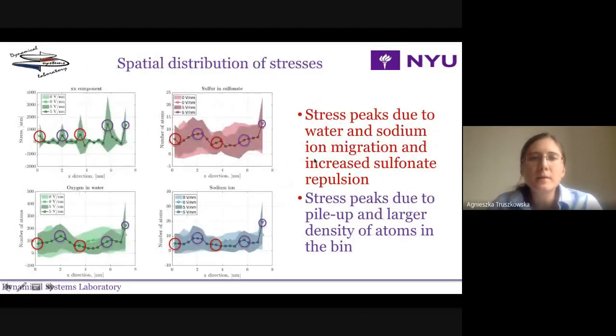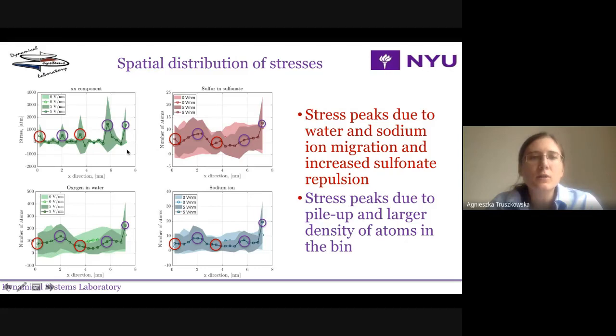And finally, when we compare these concentrations to the stress distribution, we arrive at some interesting observations. So when you look at the stress in the direction of the electric field, you can see several peaks. Using the concentration distributions, we see basically two types of peaks. The red peaks correspond to the regions where there are fewer water molecules and fewer sodium ions. And again, we believe that the peak is the result of the increased repulsion between the sulfonate groups.